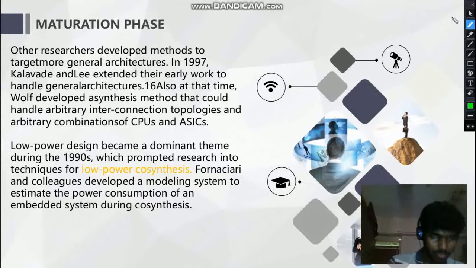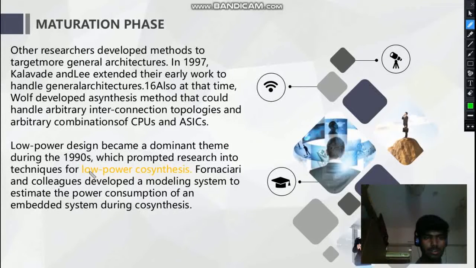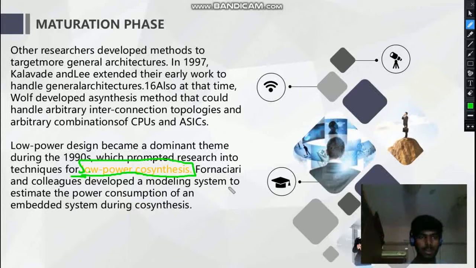So they need to consider an important factor that is called low power co-synthesis. Since power was in huge demand, so as to make their system economical and lessen the price in the market, they need to think about low power consumption also.